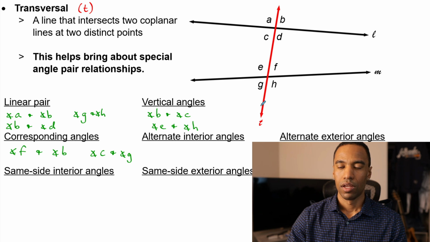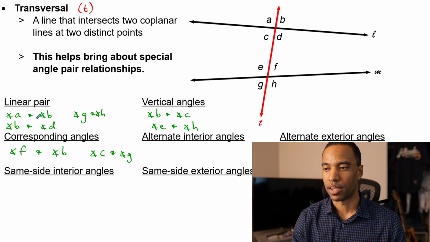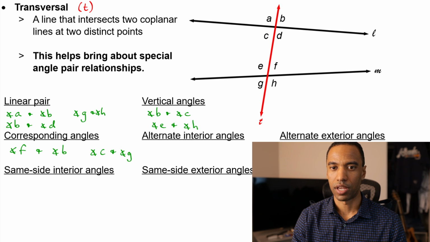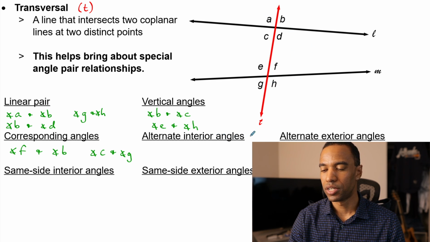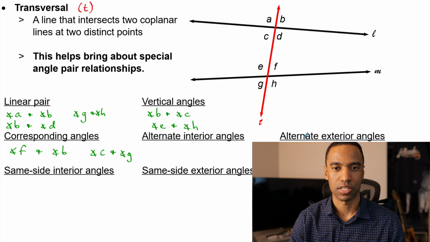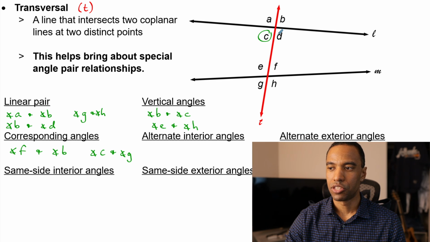Okay, alternate interior angles, alternate exterior angles. Here's where the transversal comes into play, guys. The transversal shows these letters on one side and these letters on the other side. When you use alternate interior and alternate exterior, the word alternate means on opposite sides of the transversal. So these are examples of alternate angles, not alternate interior though.